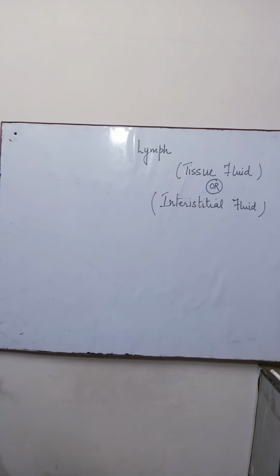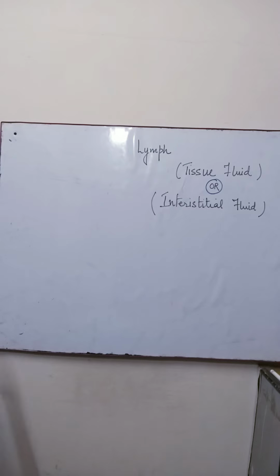In this video, we are talking about lymph. Lymph is another type of body fluid and performs important functions. Another term for lymph is the tissue fluid or the interstitial fluid. Lymph is a colorless and clear liquid.